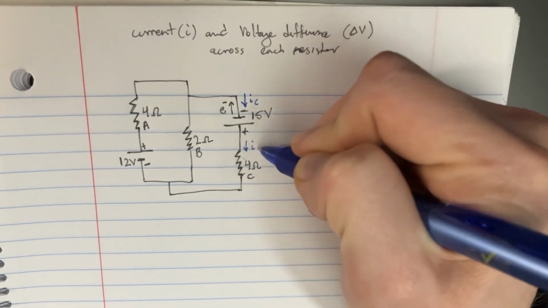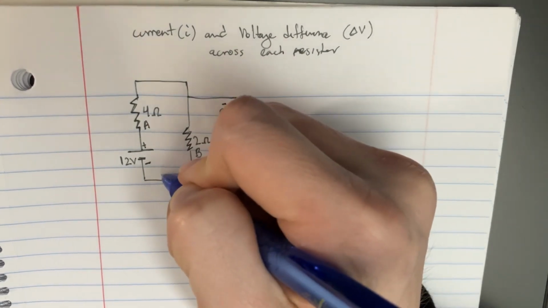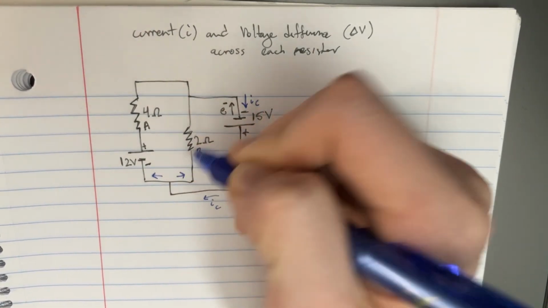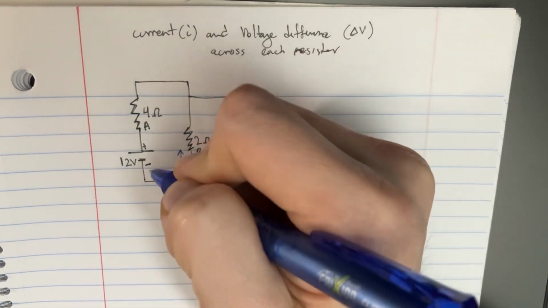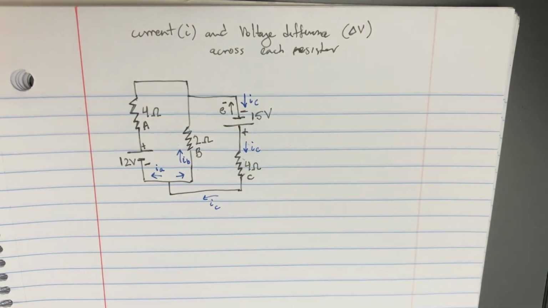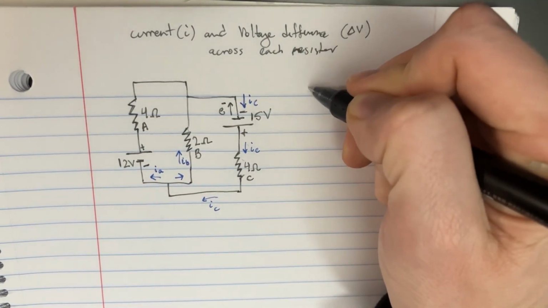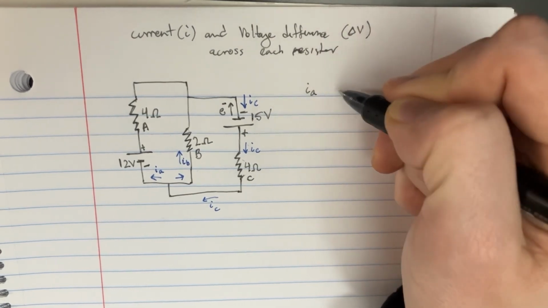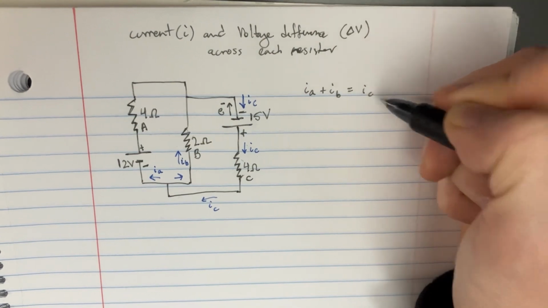So that means it should keep going this way and this way. And then at this point, it's going to branch off and go in these two directions. And so we know that this is IB, and this one would be IA. And before we go any further, let's make sure that we note that IA plus IB is equal to IC.